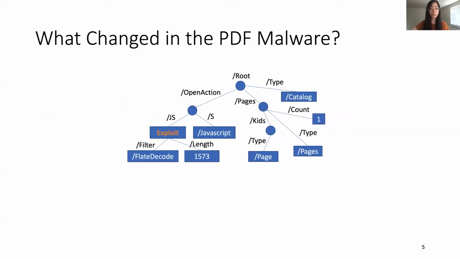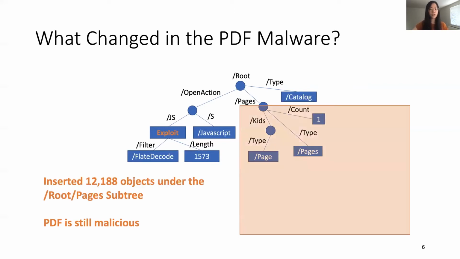Let's look at what changed in the PDF malware in this attack. The portable document format can be parsed into a tree structure as shown here. For this particular malware, under the root of the tree, there are 3 subtrees. The exploit is contained in the object under the path /root/openaction/js. By inserting textbook pages into the malware, we inserted over 12,000 objects under the /root/pages subtree, and we kept the maliciousness of the PDF.